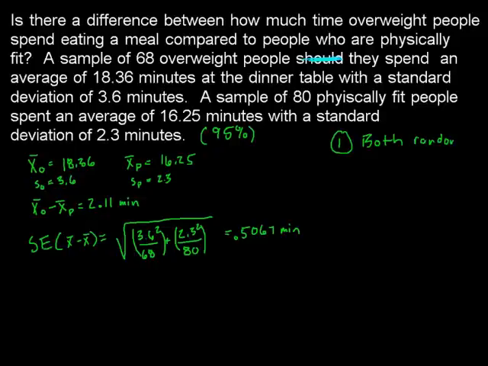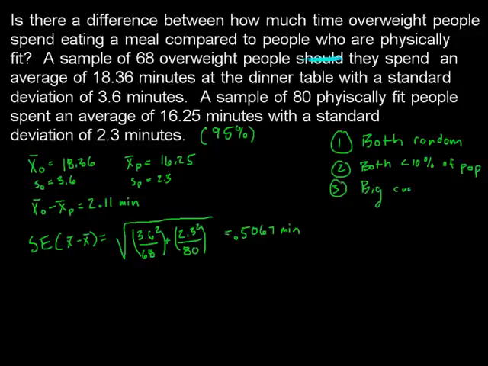Both samples have to be random. Both samples have to be less than 10%. Now, please do as I say, not as I do. You know what I mean? I'm rushing through this so your video's not forever, but this should be a full census, both less than 10% of the population, and both samples have to be big enough. Okay, whatever that means. Remember, we talked about that with the central limit theorem.